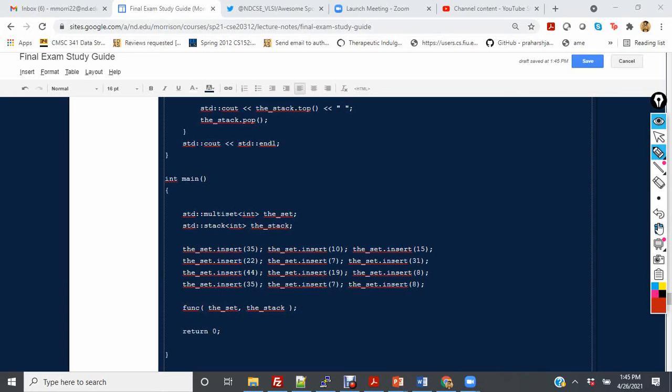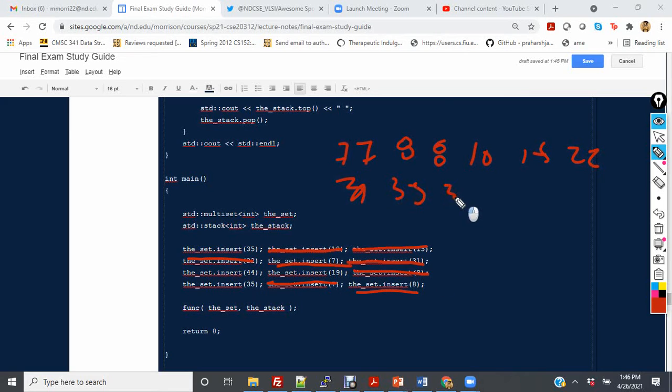be in a sorted order. So we would have 7, 7, 8, 8. We see that we have 7, 7, 8, 8. Then we can have 10, 15. Then we have 22, 31, 35, 35, and 44. We also need a 19 here.